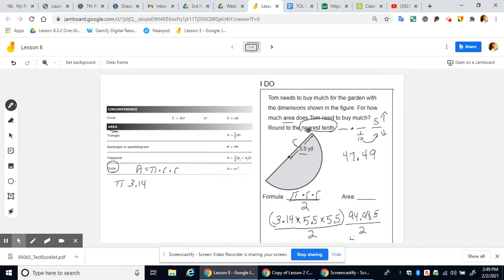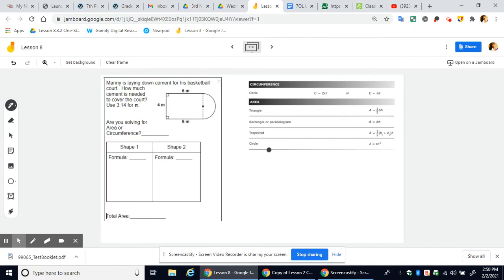However, because I'm rounding to the nearest tenth, remember you are underlining your tenth place. Here's your tenth place, and you are looking at the hundredths place. Since it's 5 or greater, I'm going to have to round that up. And this would equal 47.5. So this has an area of approximately 47.5 yards to the second power. Okay. All right, let's go ahead and look at the next problem.